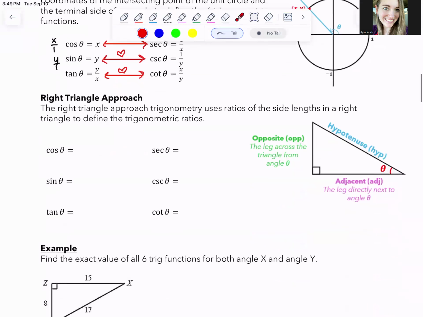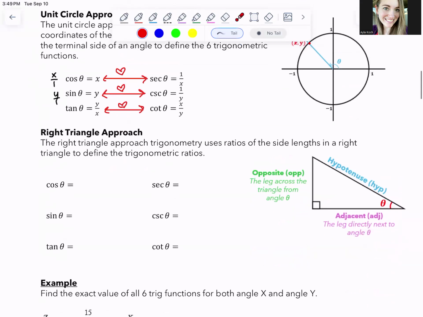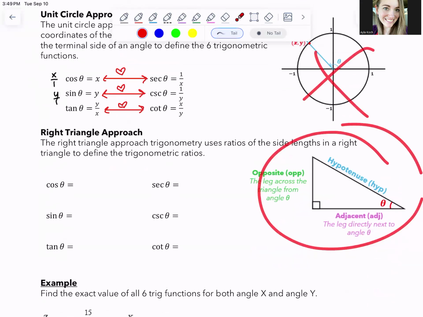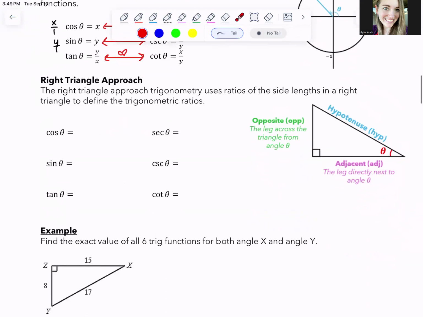All right. So the right triangle approach to trigonometry says, hey, forget the unit circle. Let's look at triangles. And I do quite like some triangles. So here is a triangle. And here is not just a triangle. This is a right triangle. And this is an angle theta.